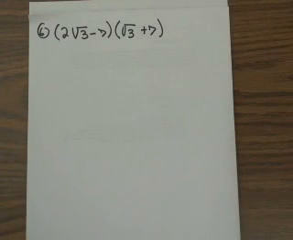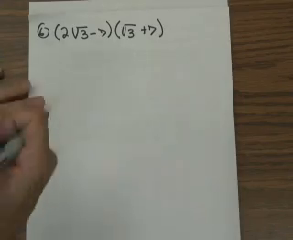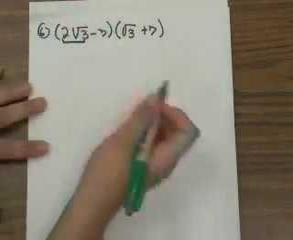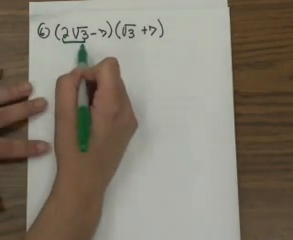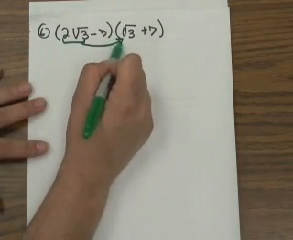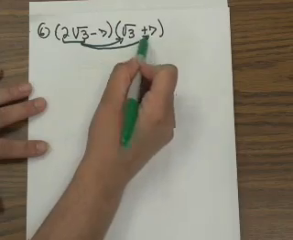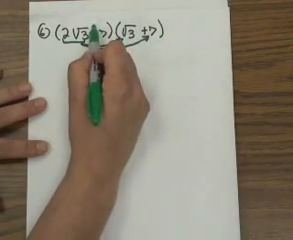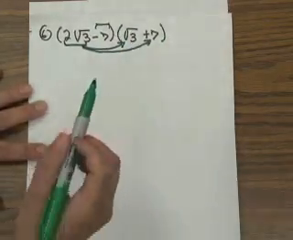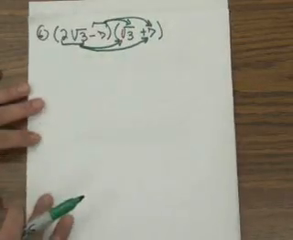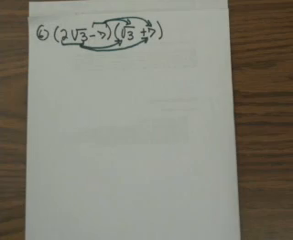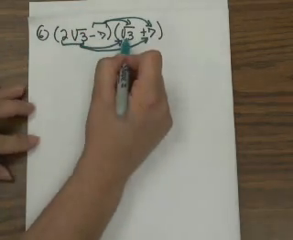In order to solve this problem, we also need to follow the FOIL method and make sure that both terms in both parentheses get multiplied by each other. So 2 square root of 3 is going to get multiplied by the square root of 3 and by 7. And then we're going to take negative 7 and multiply it by square root of 3 and then positive 7.